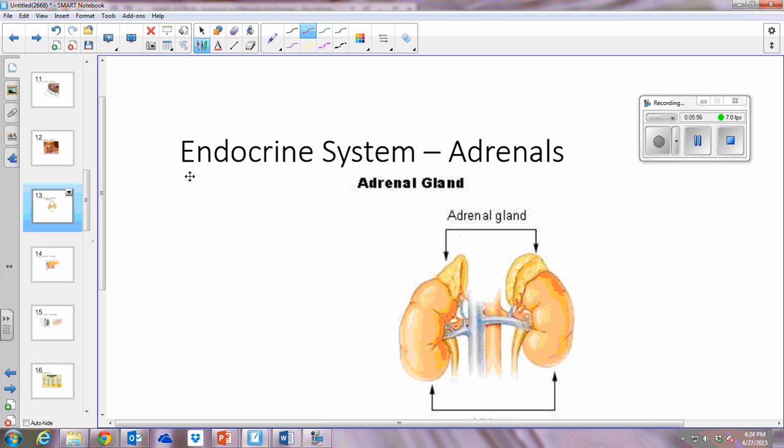The adrenals are directly above your kidneys, and these glands produce a substance that is able to speed up your heart rate, speed up metabolism, and cause you to act quicker. It's kind of like the fight or flight response, if you've ever heard that. It's where an animal senses danger and is able to run from that danger.